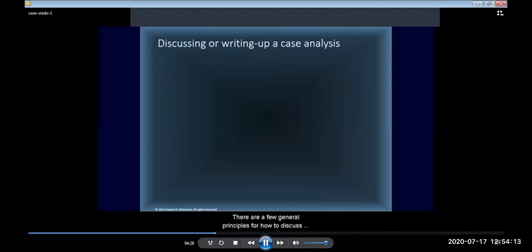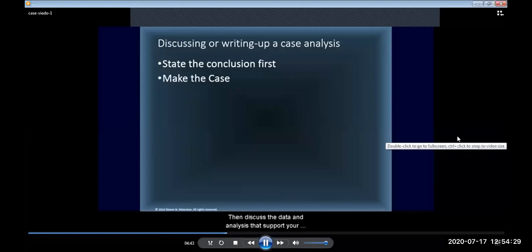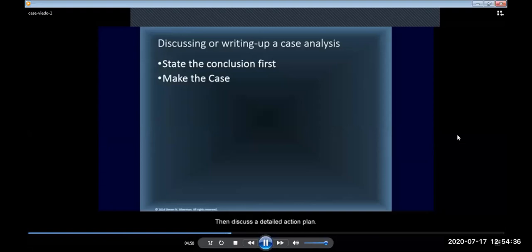There are a few general principles for how to discuss or write up a case analysis. First, state your conclusion. What is the outcome to address the situation in the case? Then discuss the data and analysis that support your conclusion. Build a story from the data to make the case. Then discuss a detailed action plan. Explain what you will do first, when you will do it, and what the outcomes are expected to be.